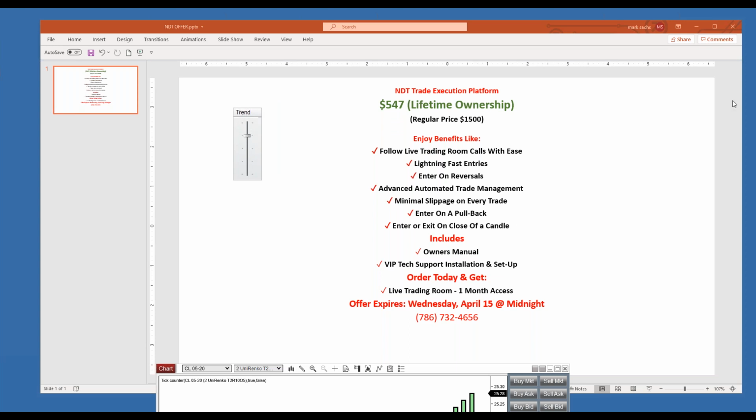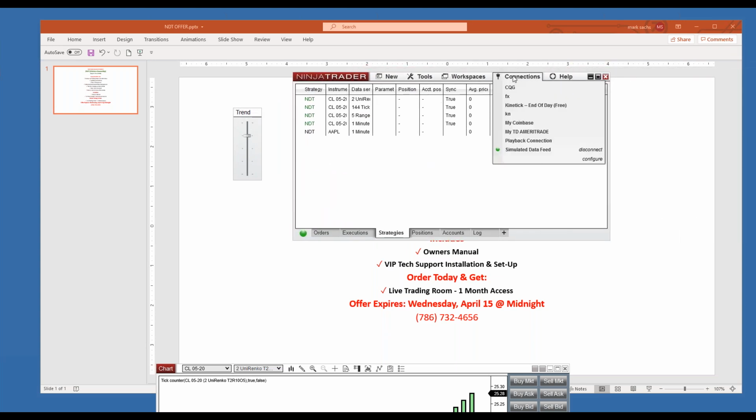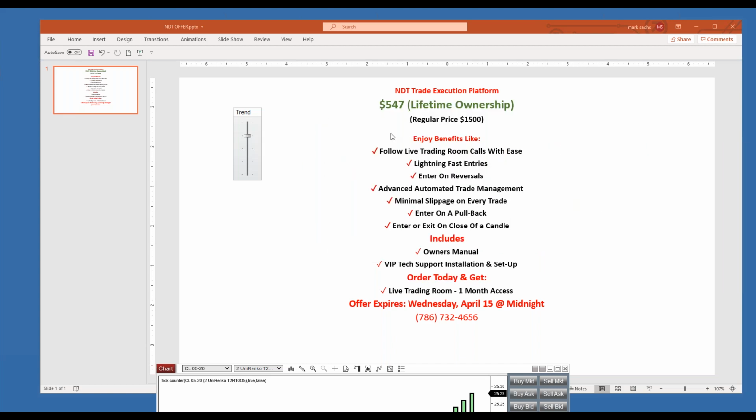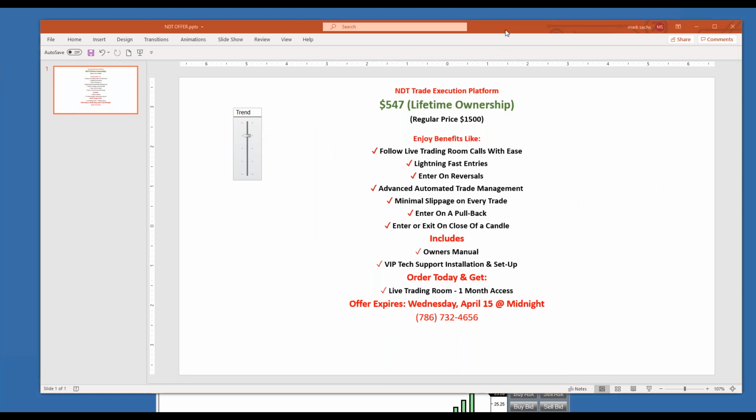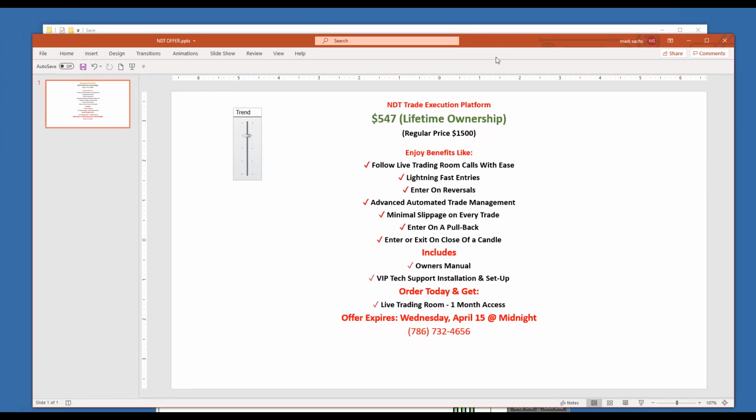automatically appears when your data feed is on sim. See, here's my TD Ameritrade, here's my Kinetic, here's my FXCM, and here's my CQG. If you hit simulated data feed, which for demonstration purposes today is what I want, this will automatically come up so you can determine the direction of the market, and have the ability to show how a trade execution tool works. And I don't have to wait around for a slow moving market to finally give us a candle. That'll come up automatically.